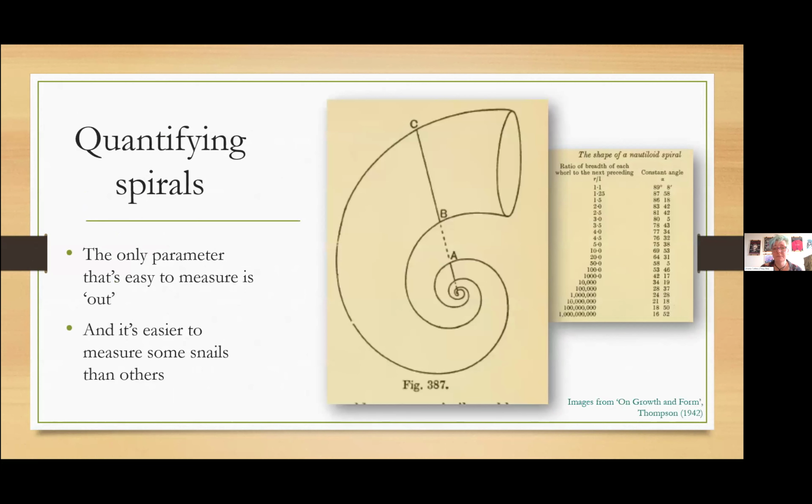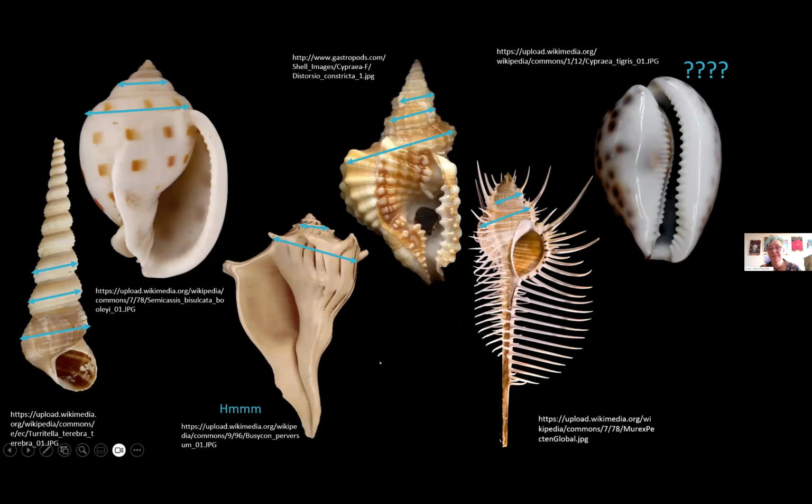The only parameter that's particularly easy to measure on spirals is out. So on a snail, if you know your snails, you're talking about effectively the shoulder or the whorl width for each of the whorls. So snails step out like that. And it's easier to measure on some snails than on others. So this is where the trap starts to be set for you. It hasn't quite been sprung yet, but this is the beginnings of the creaking of the bear trap of this method, which is it's very easy to measure these profiles on a Turritella, reasonable on a Semicassis.